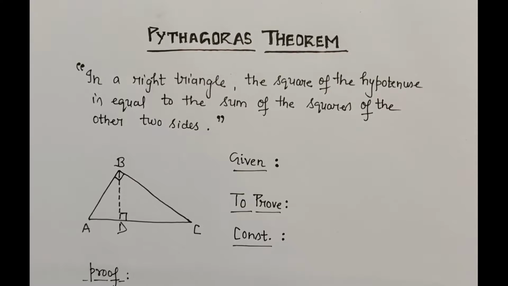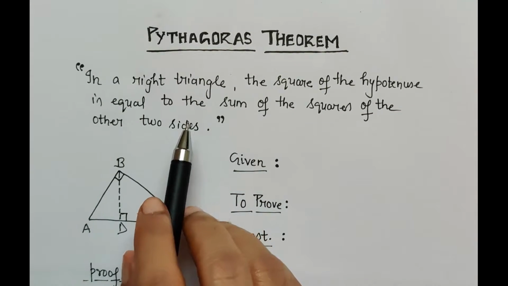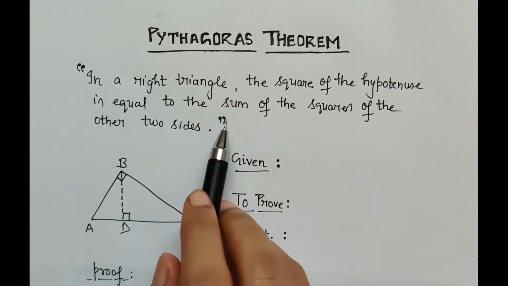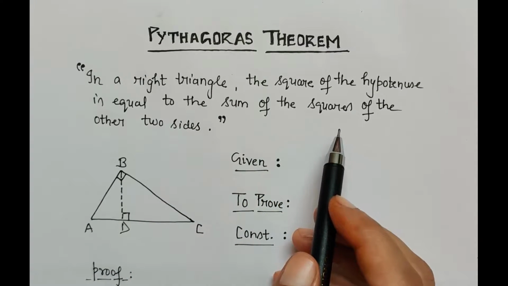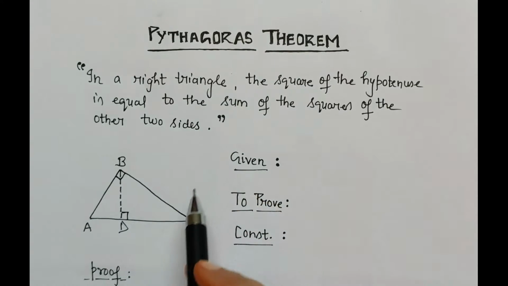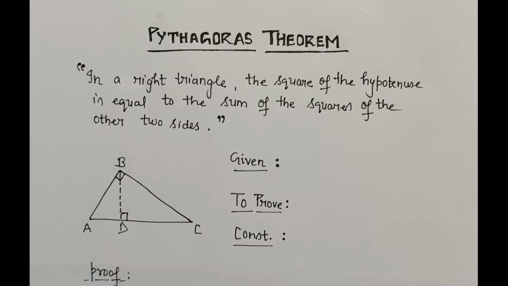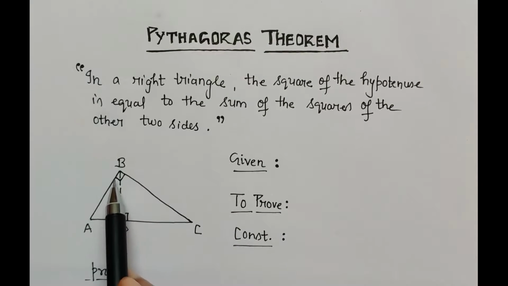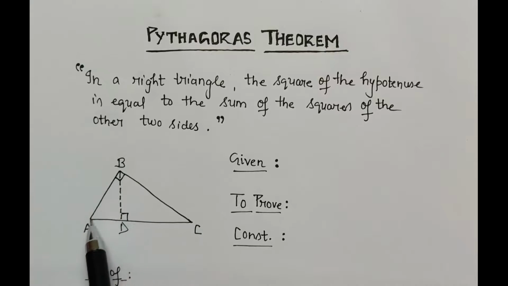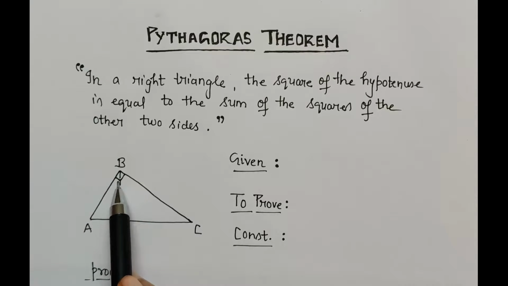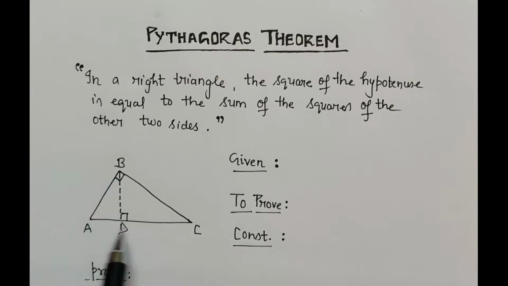Its statement states that in a right triangle, the square of the hypotenuse is equal to the sum of the squares of the other two sides. So here you can see that it is a right triangle, right angled at B, and the side opposite to the right angle is called the hypotenuse. So AC is the hypotenuse and the other two sides are AB and BC.